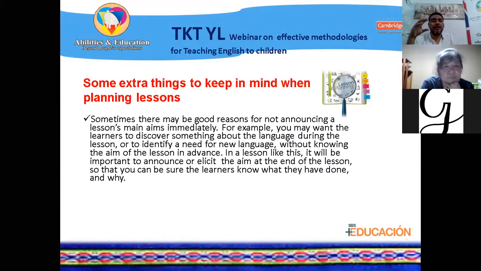Sometimes there may be good reasons for not announcing a lesson's main aims immediately. For example, if you want your students to discover something about the language during the lesson or to identify a need for new language, you don't tell them what the aims are, all right? In a lesson like this, it will be important to announce or elicit the aim at the end of the lesson so that you can be sure that students know what they have done and why they have done it.